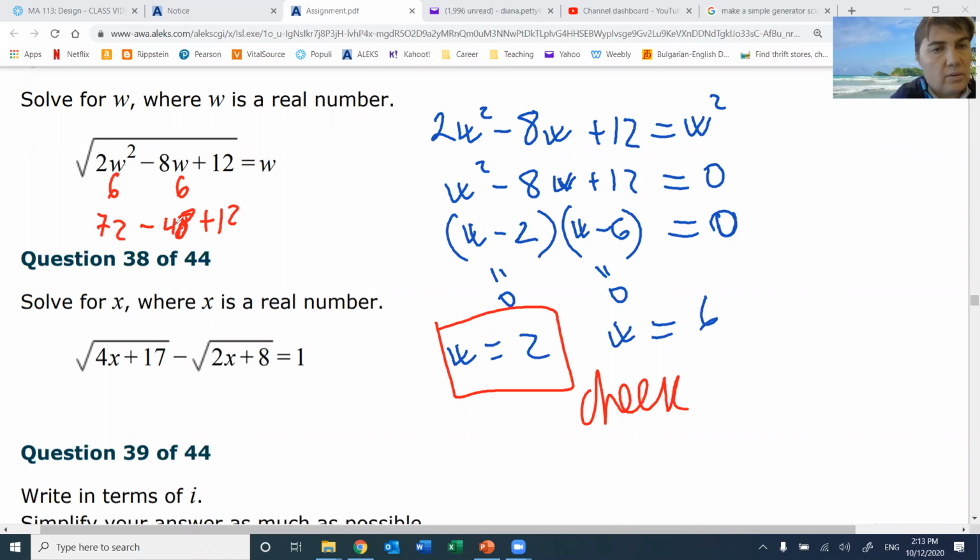Or maybe what is 48 minus 12? 36? Oh yeah, 6. Yeah, it works. I forgot to put 6 here. I think it comes out to square root of 36, which is 6. So they both check. Huh, look at that.